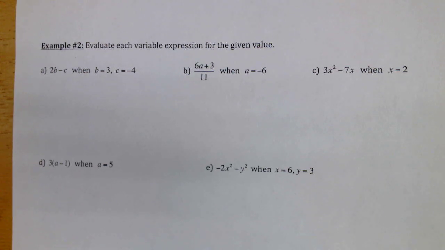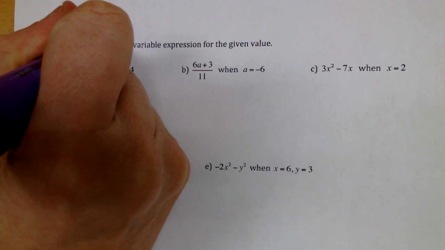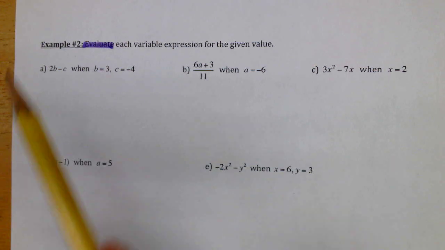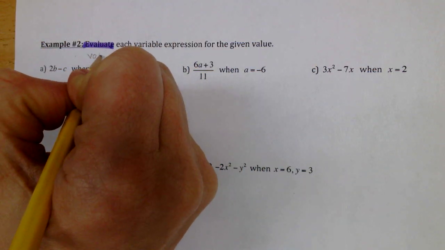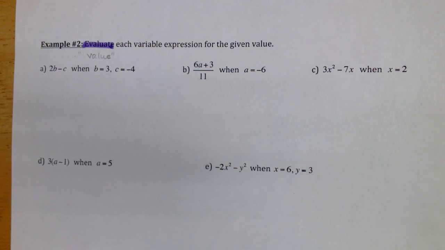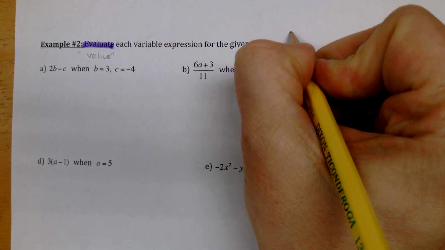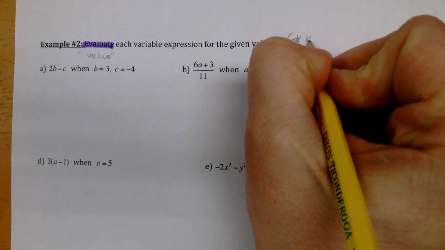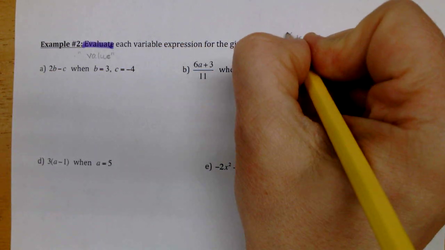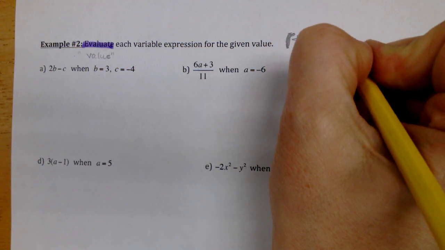For the next section, we are going to change up the directions a little bit. We're going to talk about evaluating. Okay? Evaluating has the base word in it of value. So we're going to find the value of each variable expression. I'm going to make this very large in your notes. The key to doing this correctly is parentheses.